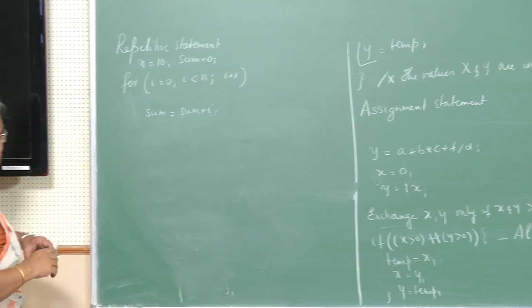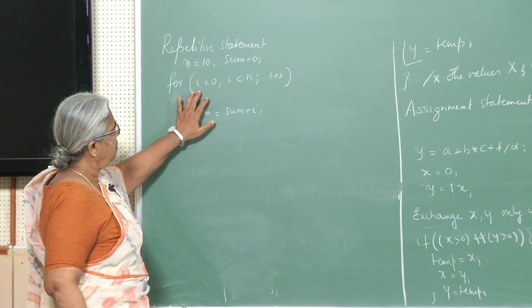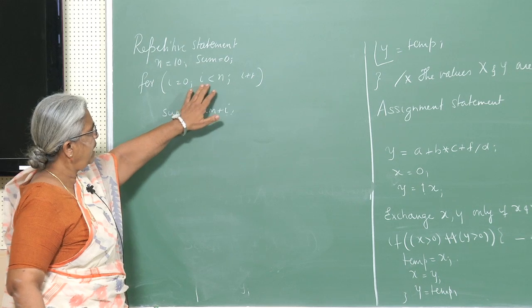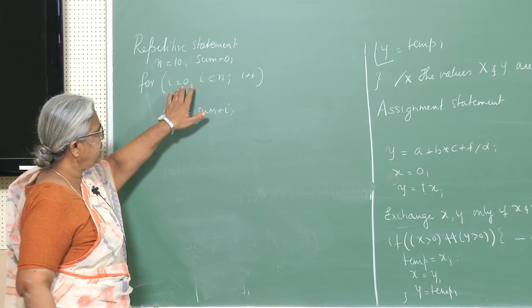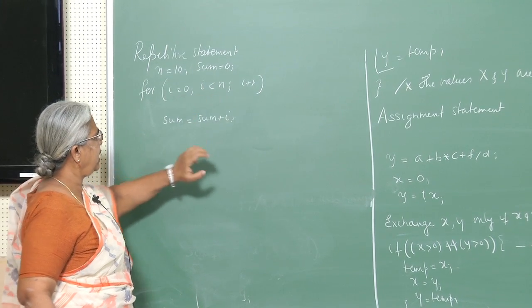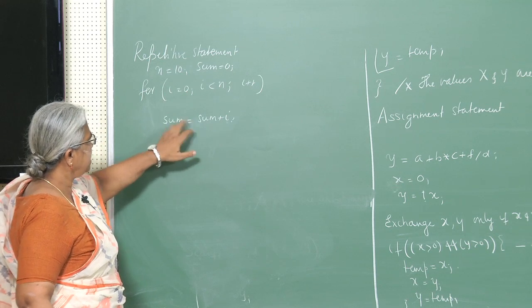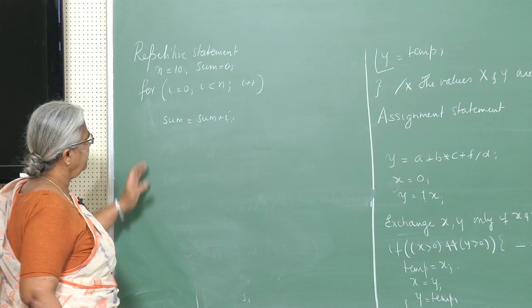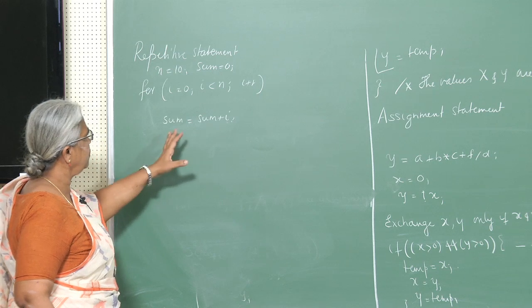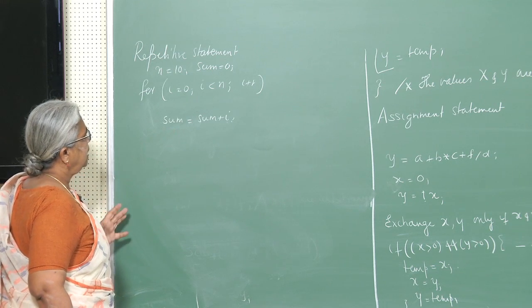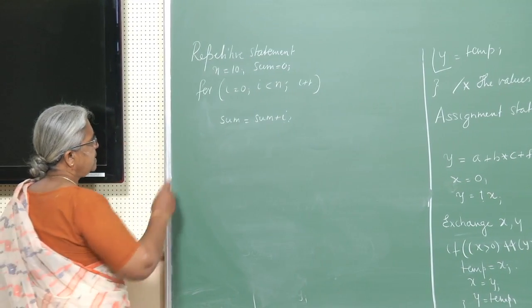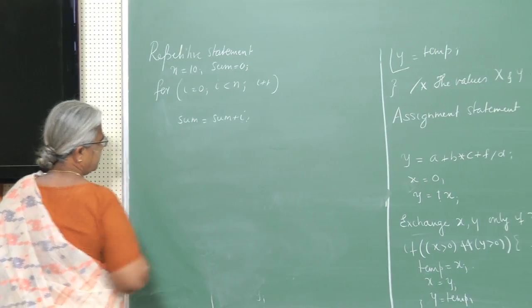So what do we have now? What does it tell me here? This for statement says for I equal to 0 and while I is less than n, that means this is the initial value, and till it reaches the final value of n, just increment I by 1 and compute sum equals sum plus I. So what have we done here? We are just computing the sum of the first n numbers starting from 0. So this is a simple form of a repetitive statement.